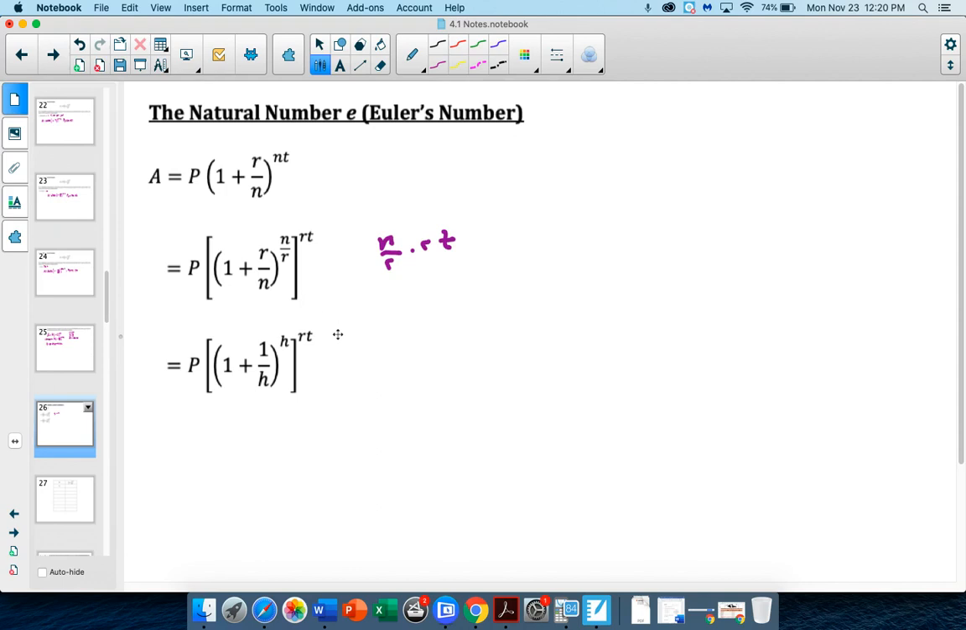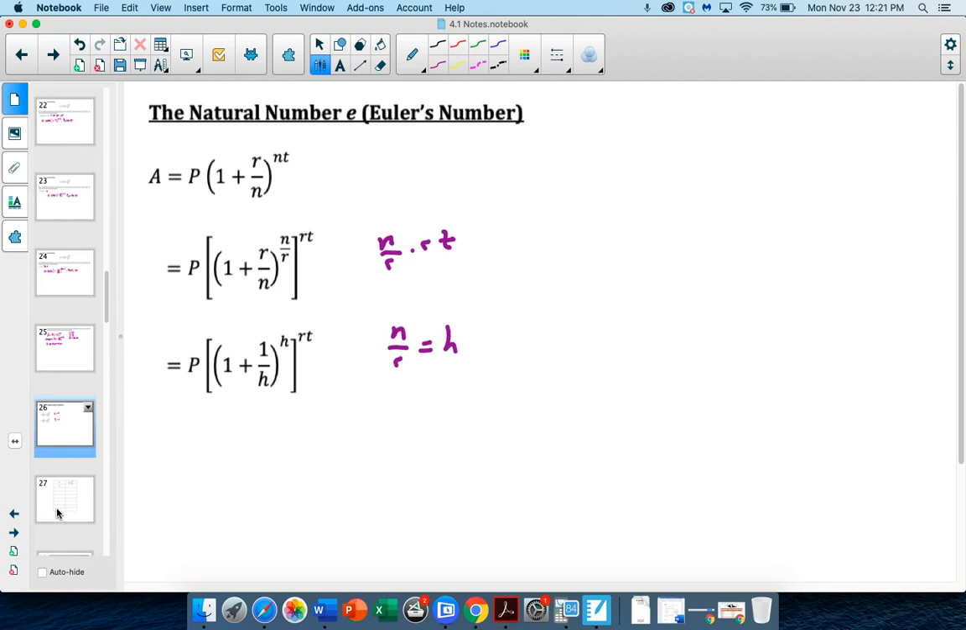And then I'm just going to rewrite that n over r as h. So if I do that, then r over n would be the reciprocal of n over r, so that would just be 1 over h to the h power. So what I'm going to do is just take a look at this piece right here, this 1 plus 1 over h to the h power. This is kind of like this factor here that we're raising to a power. So I want to see what happens as I plug in a larger and larger h. H is like the number of times I'm compounding per year.